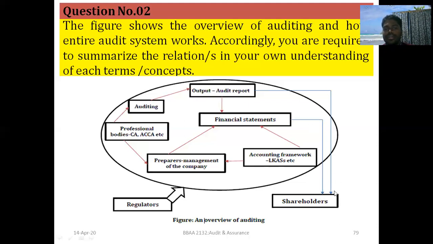Submitted to the shareholders. Finally, this oval has a big arrow, regulators. So these are the regulators. Regulators mean the government regulators in Sri Lanka, government agencies, government bodies, rules and regulations. They look after the total audit process. That's all. Normally, I hope once you watch that video, you can get more idea about this. The picture is a nice one, because you are able to answer this kind of question, so definitely you can have a good idea about the total audit process.